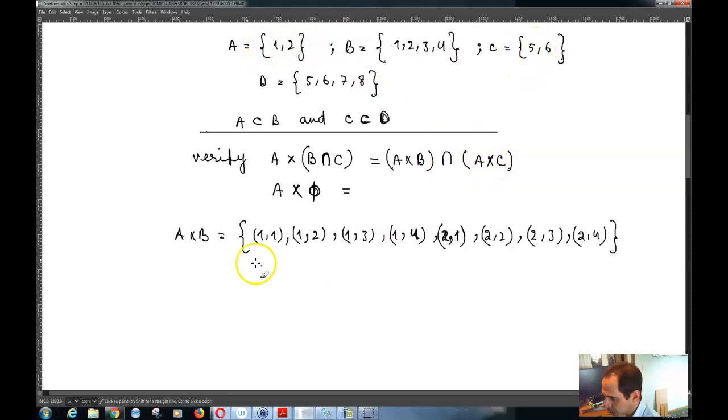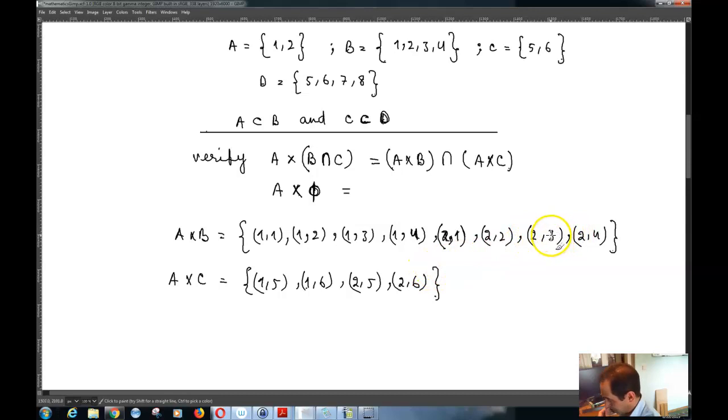The Cartesian product of A and C is equal to (1,5), (1,6), (2,5), (2,6), and you see that basically (1,1) is not here, (1,2) is not here, (1,3) is not here, (1,4) is not here. So you can see that the intersection of these two sets is basically the null set. And of course the Cartesian product of the null set with any set is the null set, so a null set is equal to the null set.